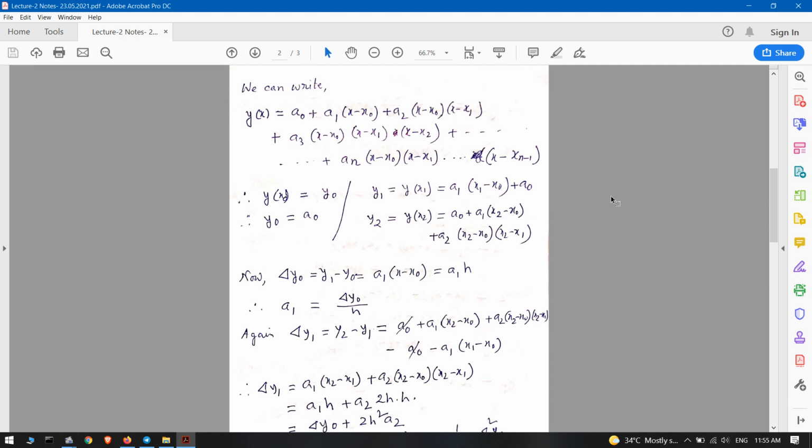Now you see that here we have introduced some constants, a0, a1, a2, a3 up to an. So what are these values? We must define them. What is a0? In this case, you see, we have already defined that y(x0) equals y0, and y0 equals a0. This is our assumption.